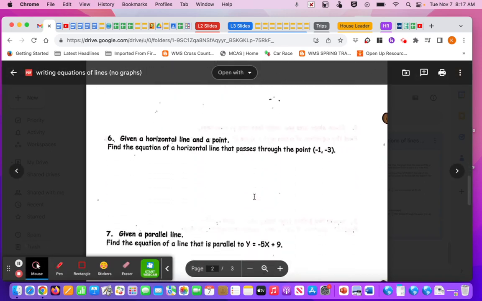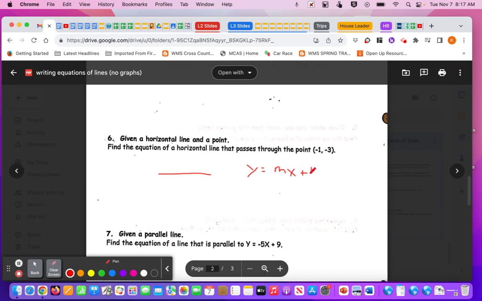Here we go, number 6. This one's a horizontal line that passes through the point -1, -3. Now, if you think about this one, it's a horizontal line. Every horizontal line in the world has a slope of 0. So I guess if you wanted to, you could write the equation y equals mx plus b. I'm sorry about this pen that I'm using here. It's a pain. So y equals mx plus b.